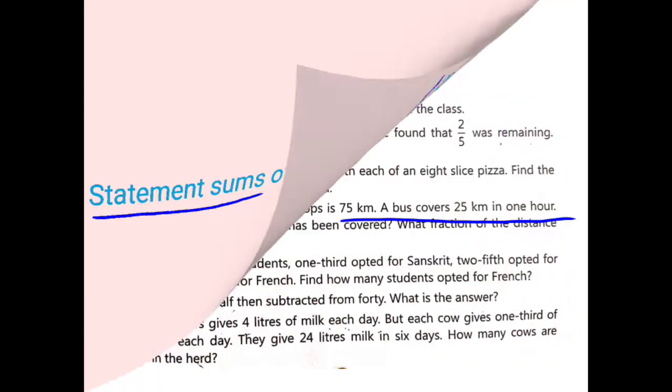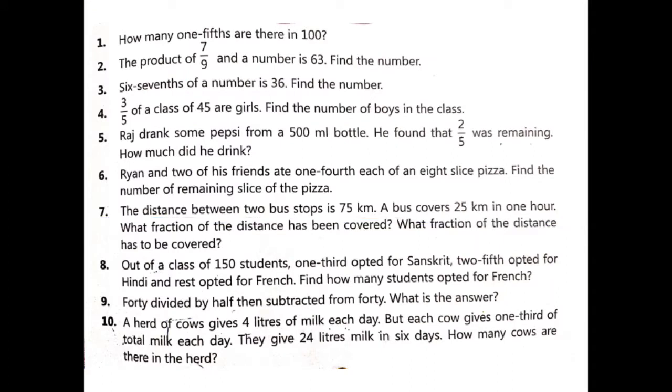I am here with a new video again on fractional numbers, but the topic is statement sums that we are going to solve today. Statement sums are just simple questions, but they are written in the form of a statement. So let's start our topic without wasting time. These are the questions which we are going to solve today.